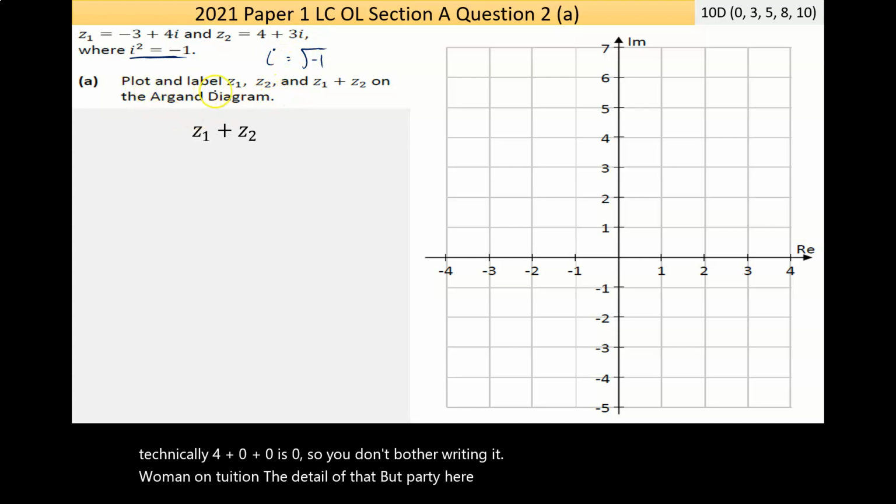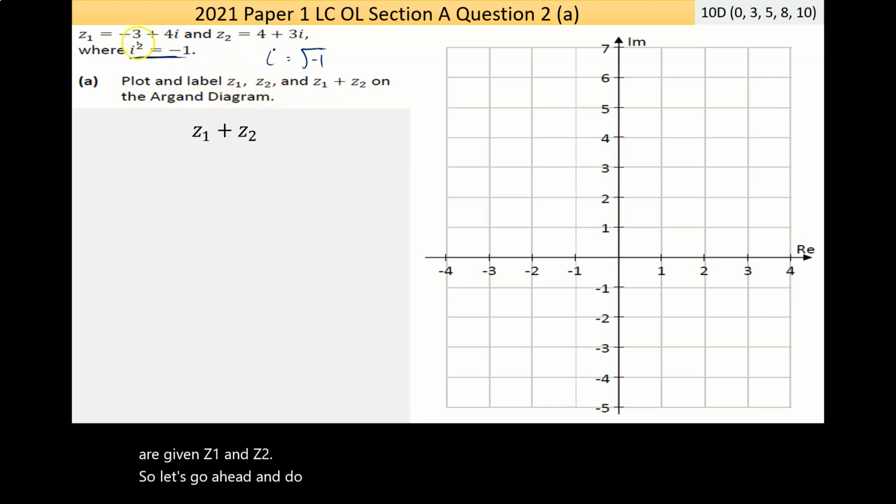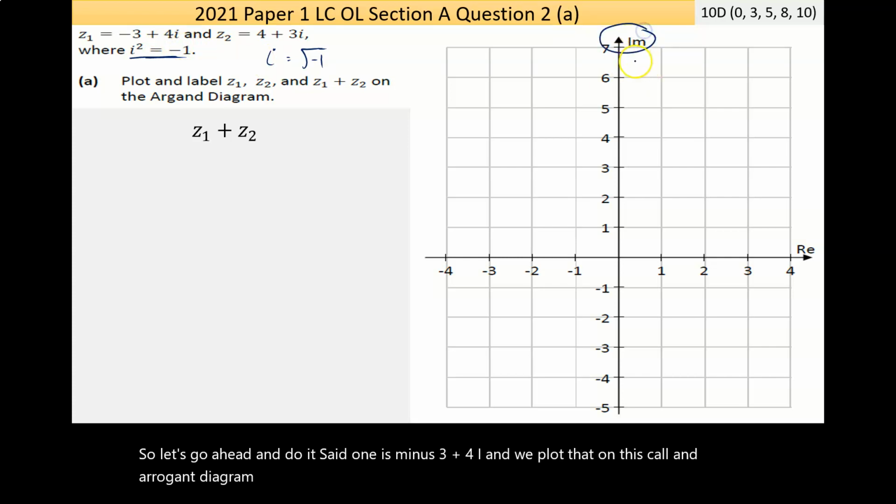Now, I won't go down too much into the detail of that, but part A here is simply saying plot and label Z1, Z2, and Z1 plus Z2. Now, we're not given Z1 plus Z2, but we are given Z1 and Z2. So let's go ahead and do it. Z1 is minus 3 plus 4i, and we plot that on what's called an Argand diagram, where the equivalent of the y-axis is the imaginary axis, and the equivalent of the x-axis is the real axis.